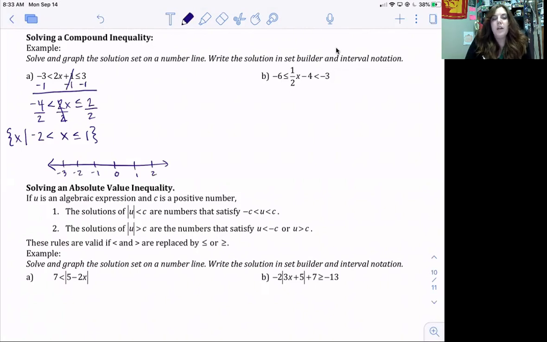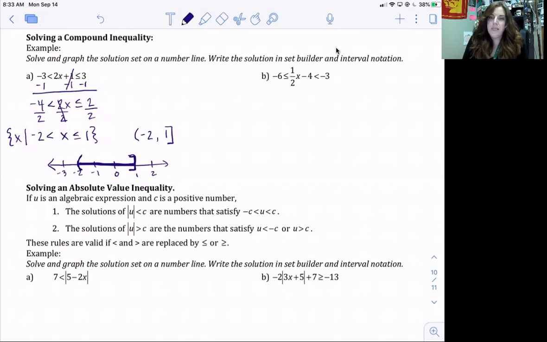Okay, and our solution was -2 is less than x, which is less than or equal to 1. So since we have a less than symbol, that's going to be a parenthesis. And then 1 is going to have a bracket because of the equal to sign. And we're going to shade everything in between. So now if we match that to make our interval notation, we're going to have a parenthesis, -2, comma, 1 with a bracket.